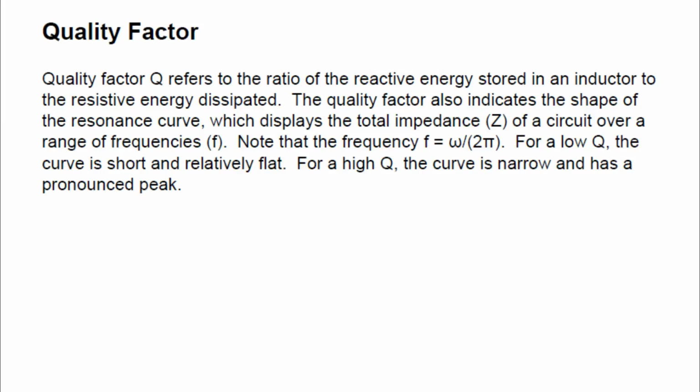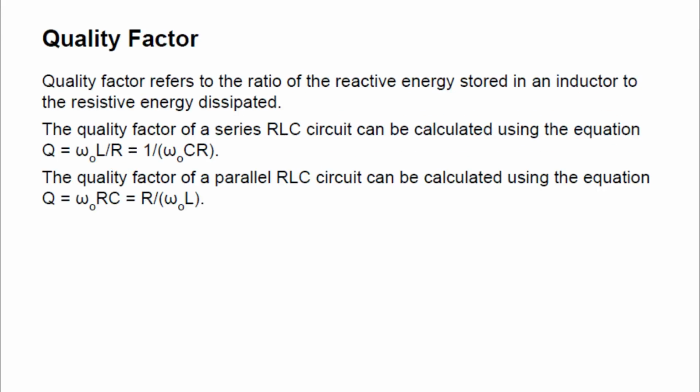For a low Q, low quality factor, the curve is short and relatively flat. And for a high Q, the curve is narrow and has a very pronounced peak. Quality factor refers to the ratio of the reactive energy stored in an inductor to the resistive energy dissipated, as we just said. And here we've got two equations, one for a series RLC circuit, which you can calculate as it shows there, and the other shown here is for a parallel RLC circuit.